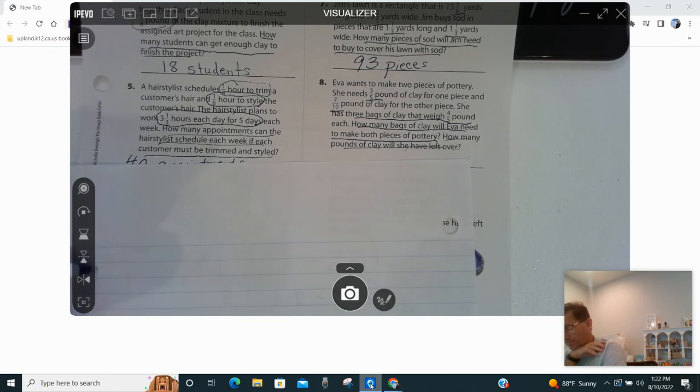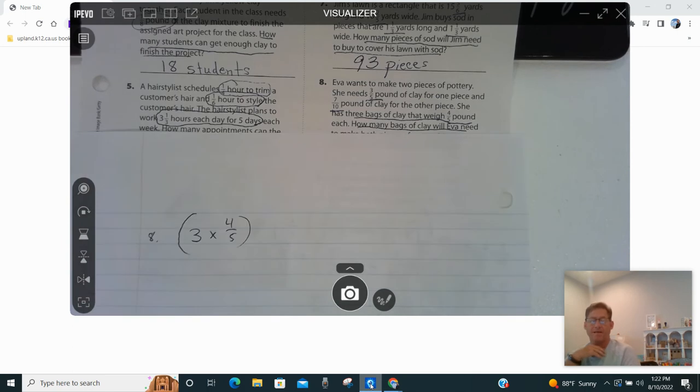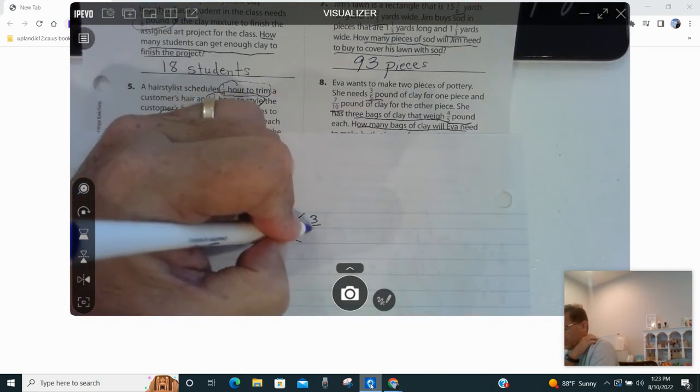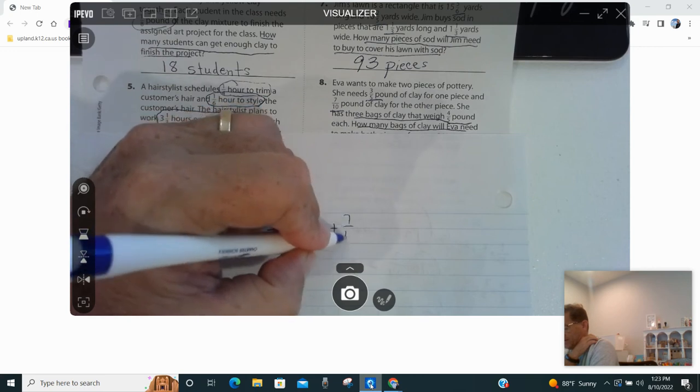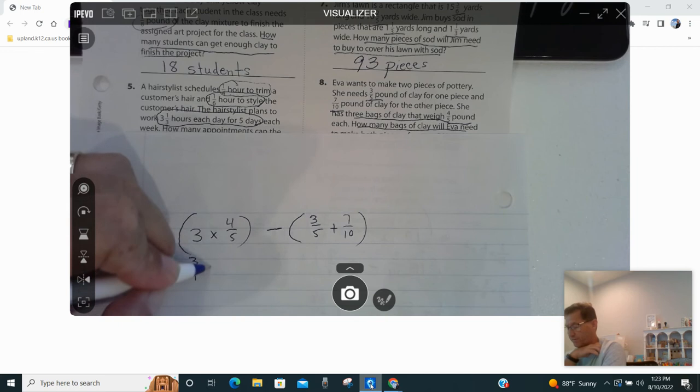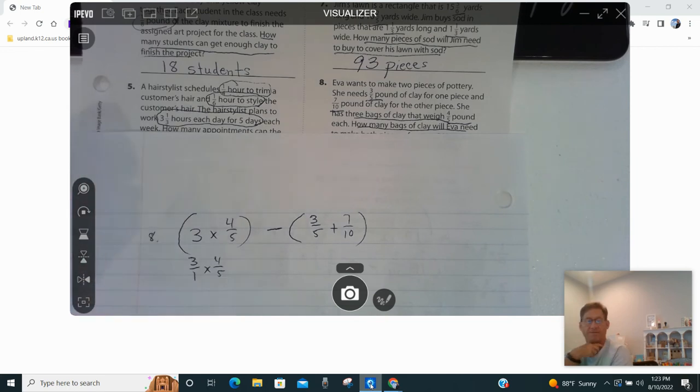Okay, so we have 3 bags times 4/5. She has 4/5 pound bags of clay, and she has 3 of those bags. And we're going to subtract the amount she uses. So she's going to use 3/5 pound and 7/10 pound. All right, well, 3 we can rewrite as 3 over 1 times 4/5.